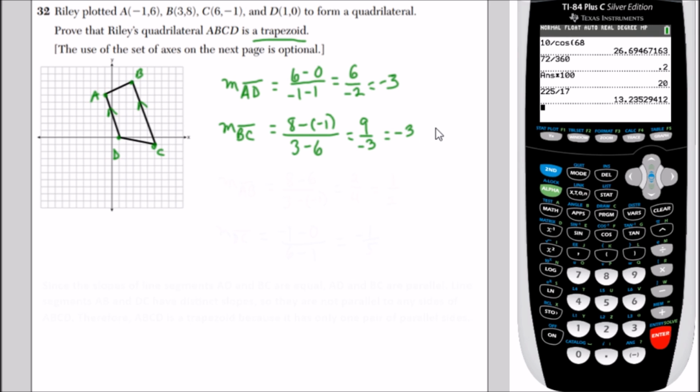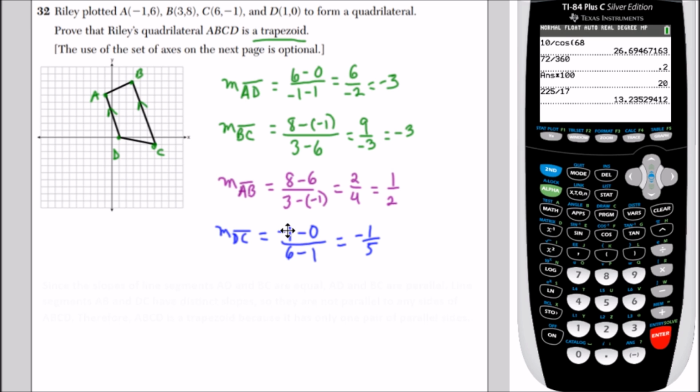So right away we have matching slopes. But I'm also going to find the slope of the other two sides involved. So we find the slope of AB, and we get 1/2. And then we find the slope of DC, and we get -1/5. So now that this is accomplished, if we stop here, this is a common mistake I've seen over the years.